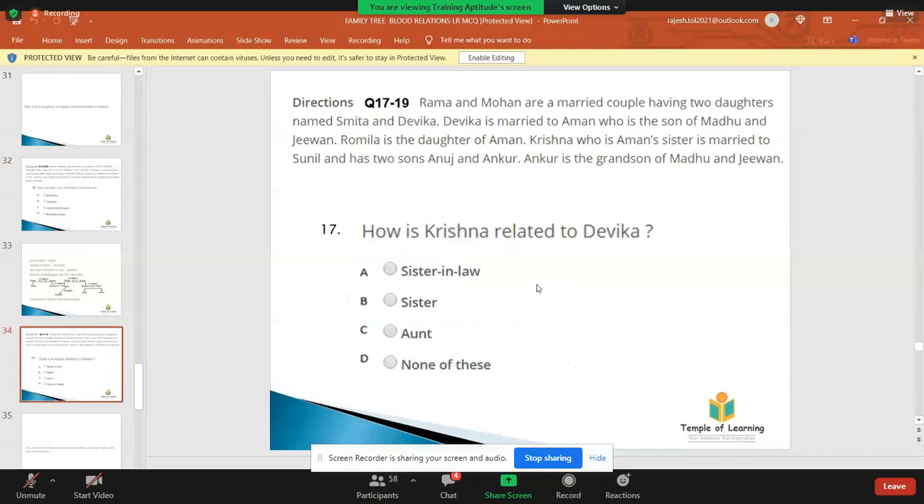Rama and Mohan are a married couple having two daughters named Smita and Devika. Devika is married to... जल्दी से डायग्राम बना लें, हमने टाइम पे मैनेज कर लिया है, कोई दिक्कत ही नहीं है। How is Krishna related to Devika?